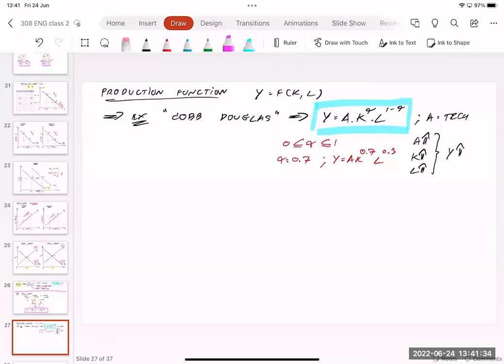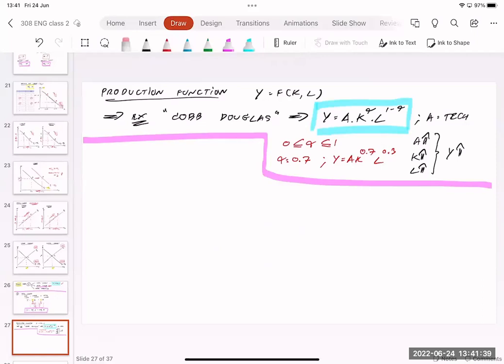Let me solve the equation for you. As I mentioned before, we have total income equal to labor income plus capital income. So we have Y equal to W multiplied by L plus R multiplied by K, like this.